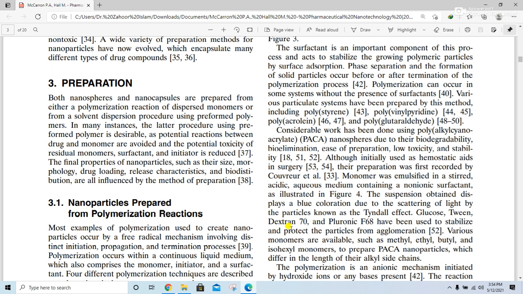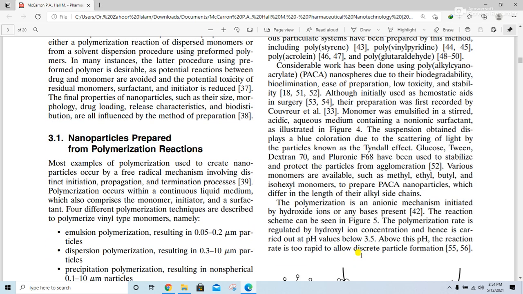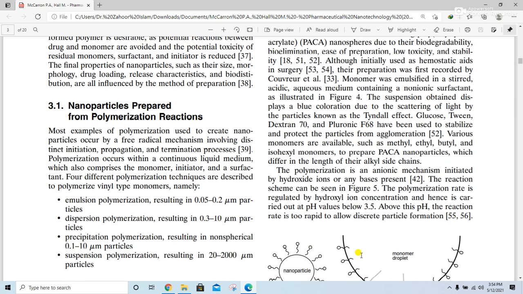Glucose, Tween, dextran 70 and Pluronic F68 have been used to stabilize and protect the particles from agglomeration. Various monomers are available, such as methyl, ethyl, butyl and isohexyl monomers, to prepare the PACA nanoparticles, which differ in the length of their alkyl side chain.